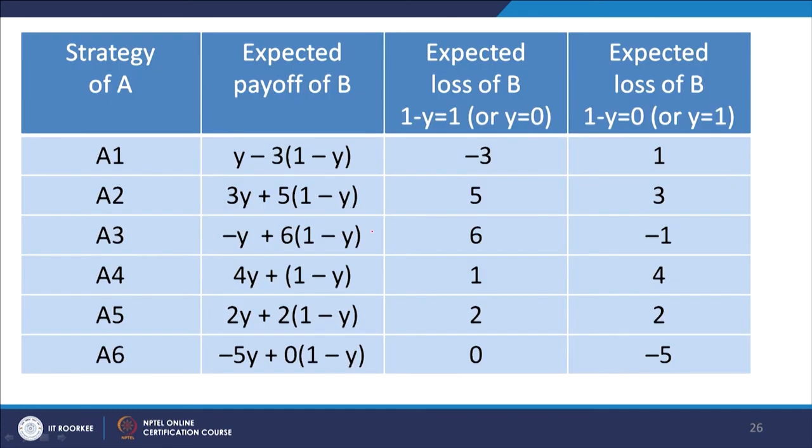So in this table, the first column shows the strategies of the player A, that is A1, A2 up to A6. In the second column is the expected payoff of the second player B, which we have just now obtained, y minus 3 times 1 minus y, etc. And the third column shows the expected loss of B when 1 minus y is equal to 1, or y is equal to 0, and similarly when 1 minus y is equal to 0, that is y is equal to 1. This can be obtained by substituting the value of y is equal to 0 and y is equal to 1 into the expected payoff of the player B, just as we had shown in the previous case.